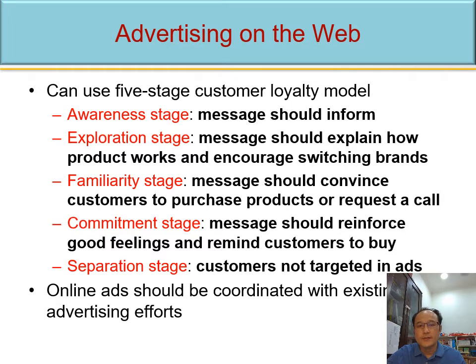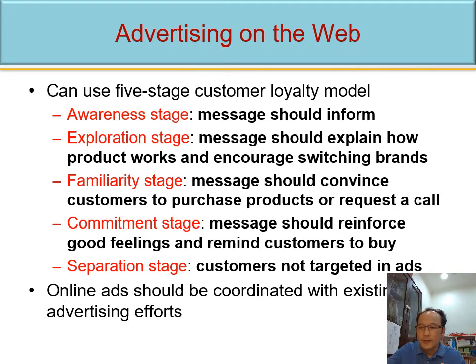To let them understand what is actually suitable for them, right? Exploration stage: the message should explain how the product works and encourage switching brands. They can explore different kinds of products and different brands, and make their own choice, right? Familiarity stage: the message should convince customers to purchase the product or request a call. And commitment is a message to reinforce good feelings and also to remind customers to buy, right?